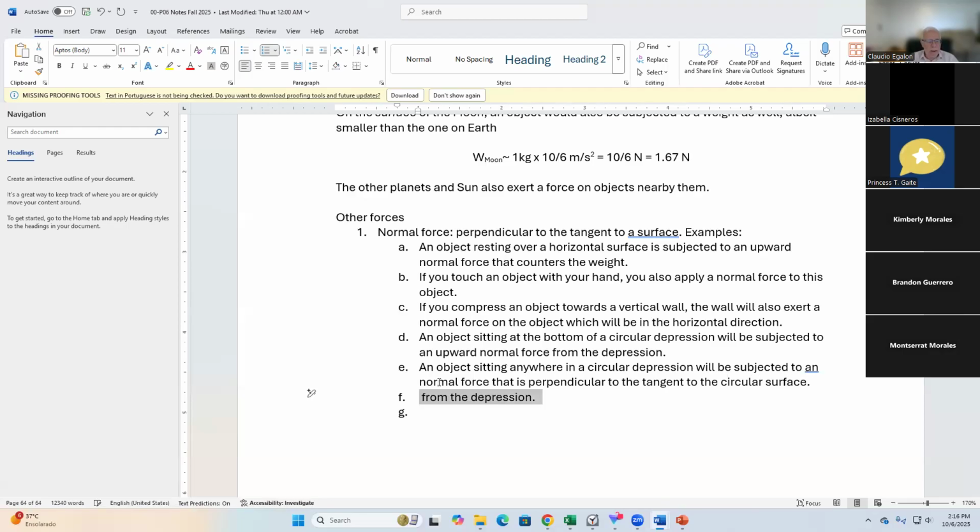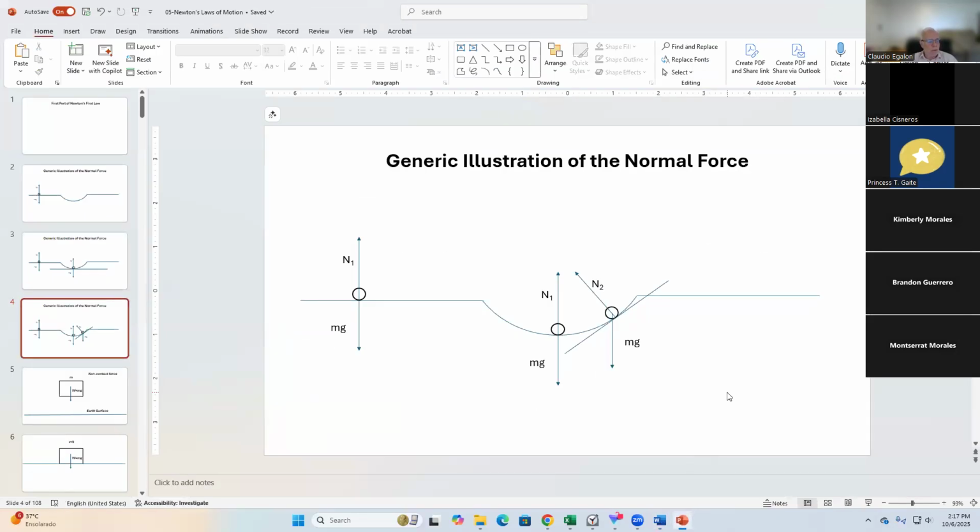And so on. There are many other examples, but let's stick with the normal force and the weight for now. There'll be other forces. As we move along, I will introduce you to those other forces.